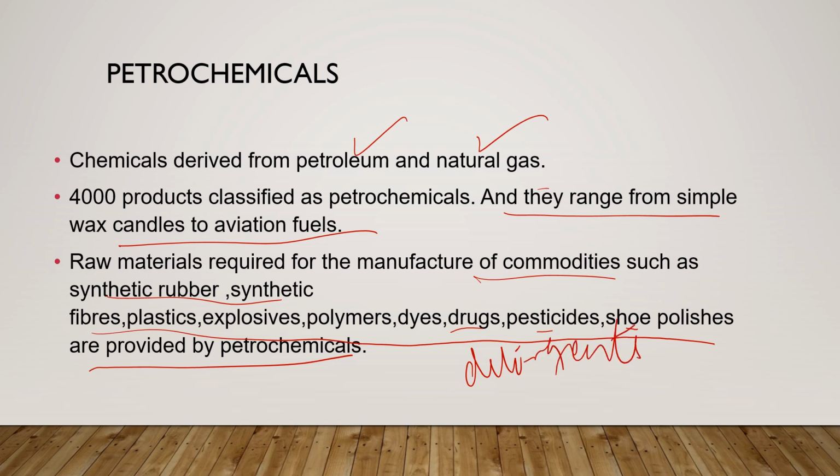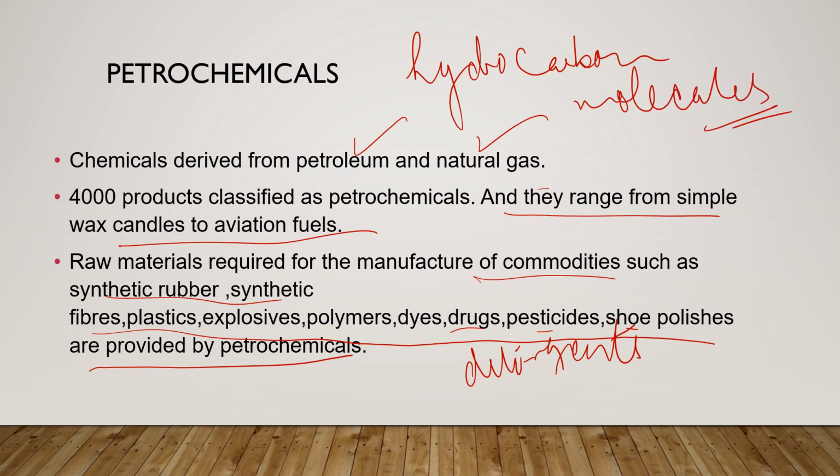And what are petroleum and natural gas generally made of? They are made up of hydrocarbon molecules. Is it clear? So we have completed petrochemicals. In the next class, we will be discussing conservation of fossil fuels and a few harmful effects of excessive use of fossil fuels.